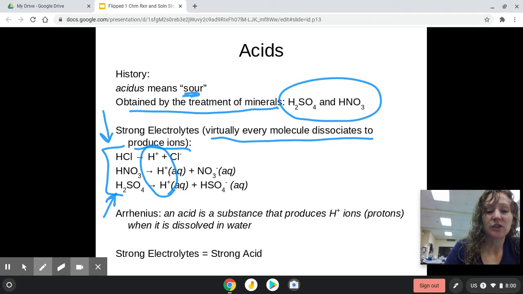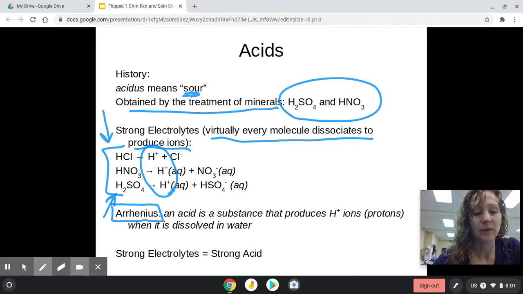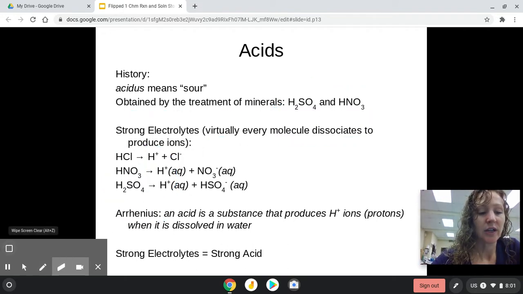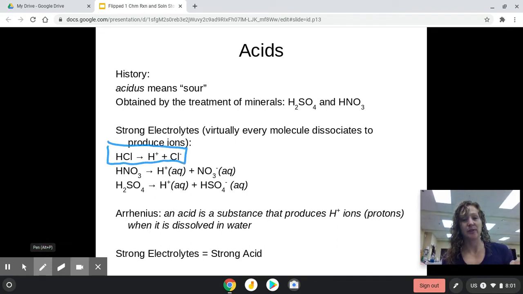So there's two definitions that we're going to deal with right now. The first definition of an acid is an Arrhenius acid. So it's something that gives off H+ when it's dissolved in water. So for example, hydrochloric acid, when you put it in water, it falls apart. And one of the things it falls apart into is hydrogen, right? That makes it an acid.